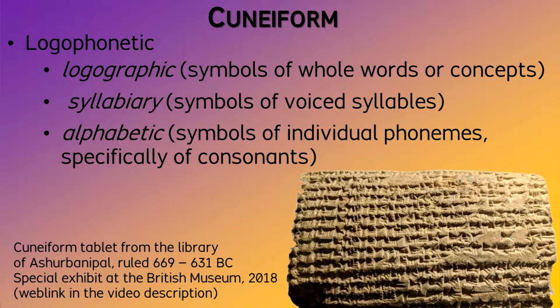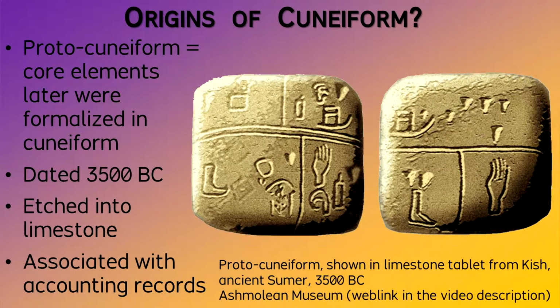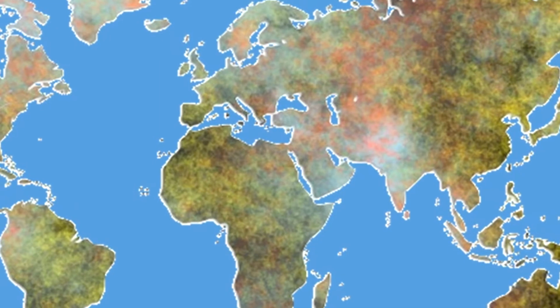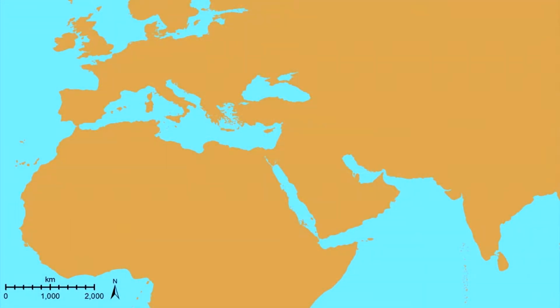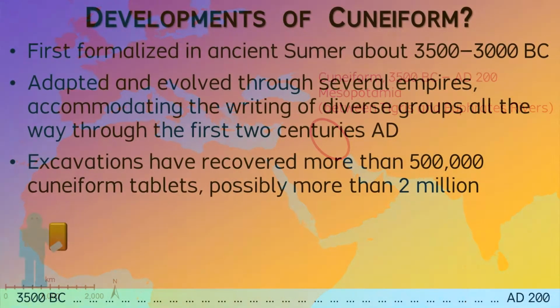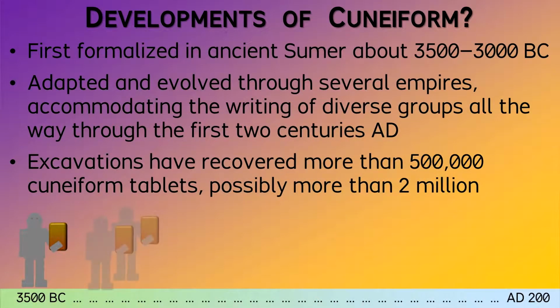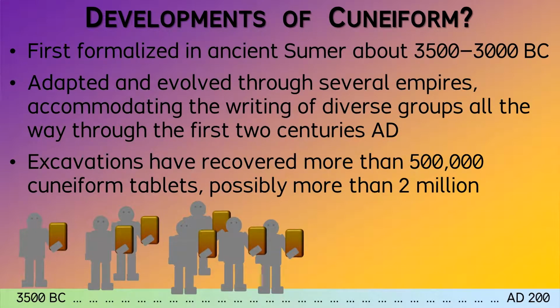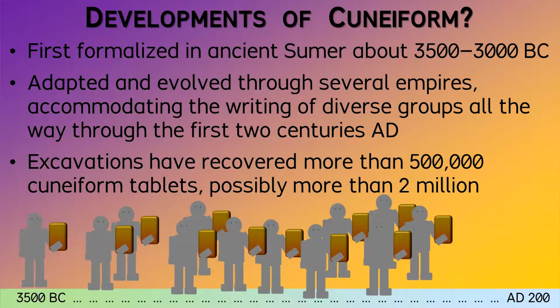A slightly older expression of proto-cuneiform can be seen in a few instances, such as the etching into a limestone tablet at Kish. Cuneiform became the standardized writing system of Mesopotamia from 3500 BC all the way through AD 200. Throughout that long time range, cuneiform adapted and evolved for accommodating several different language groups and contexts. Cuneiform was used for record keeping, correspondence, literature, and other purposes.